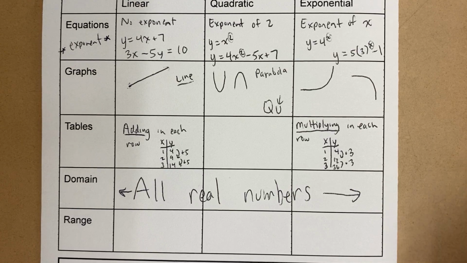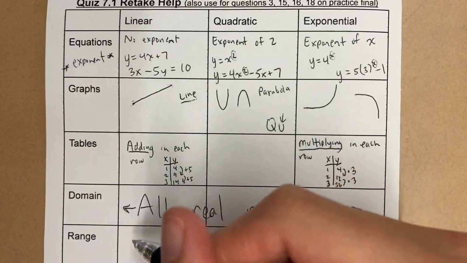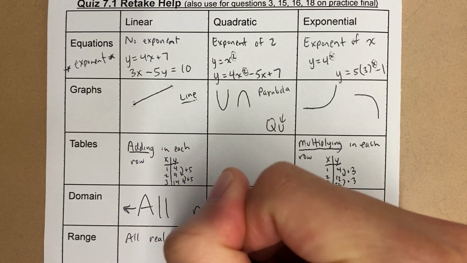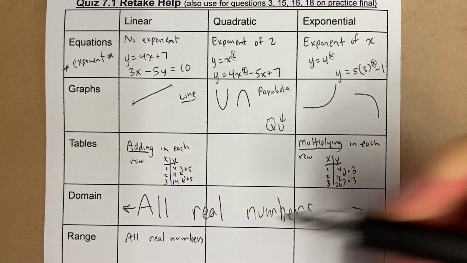Now, the range is where these functions are a little bit different. For linear functions, they also go down forever and up forever. So the range is also all real numbers. The y values can be anything.